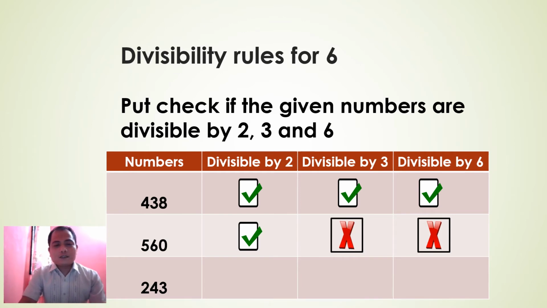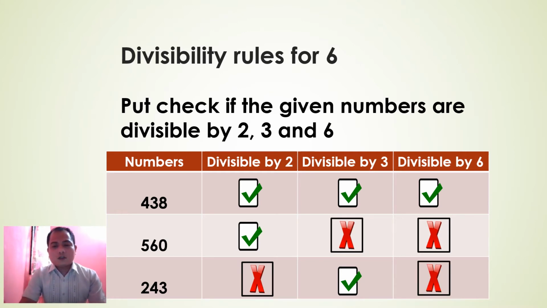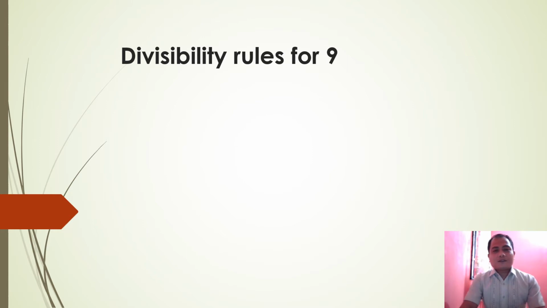What about 243? 243 is not divisible by 2. 2 plus 4 is 6, plus 3 is 9, meaning it is divisible by 3. Since it's not divisible by 2, it's only divisible by 3, therefore, it is not also divisible by 6. Naintindihan? Okay, very good.